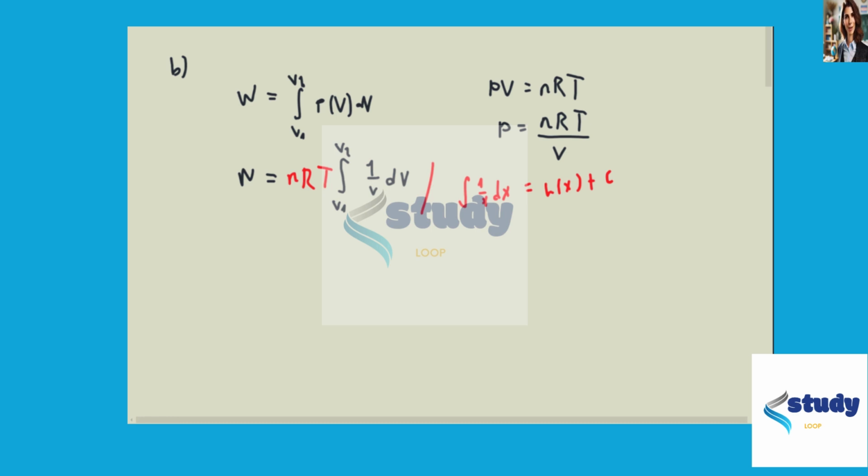So the result of this integral is going to be nRT, and here we will have a natural logarithm as a solution for the integral of V2 minus natural logarithm of V1. From the rules of natural logarithm, we can transform this into a different form, where we will have a natural logarithm of V2 over V1.